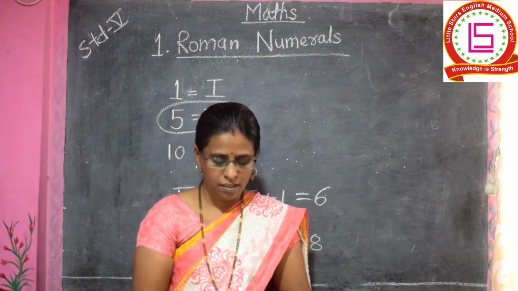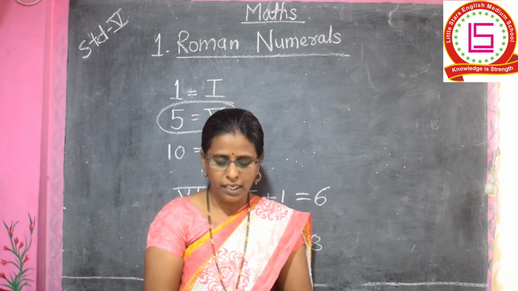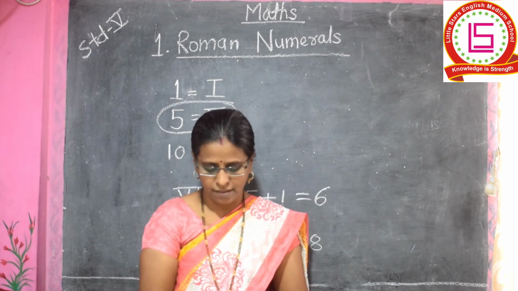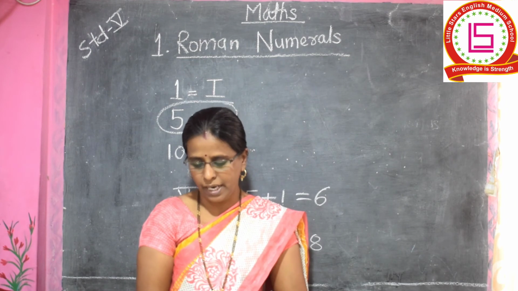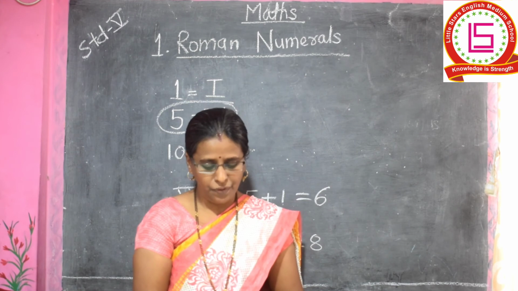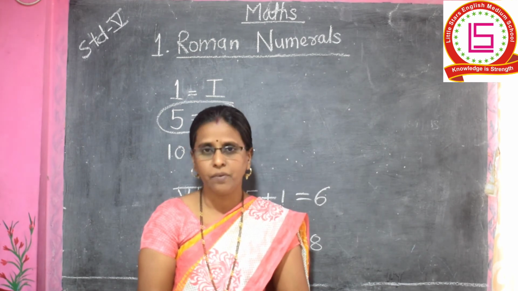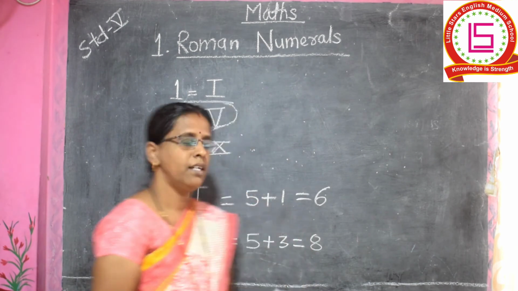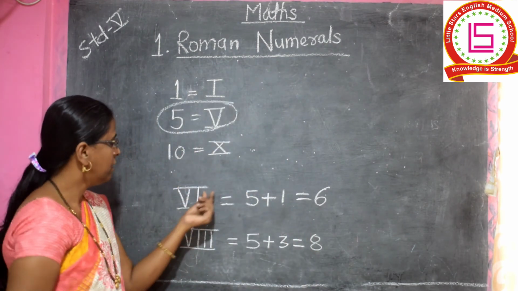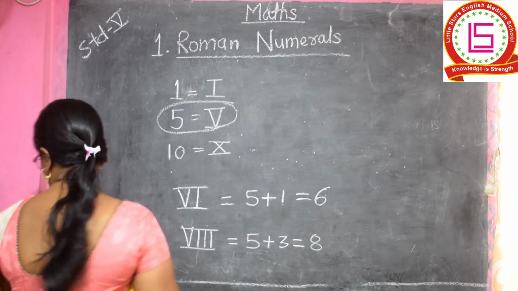Then fourth rule. When I is written on the left of V or X, then its value is subtracted from the value of V or X. However, the symbol I is not written more than once before V or X. See here, here we write on the right side of the big number, okay? Then our fourth rule.